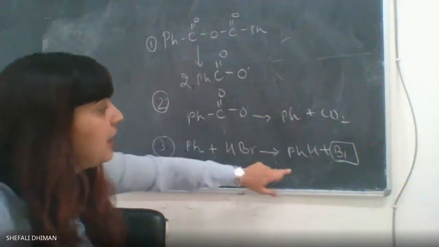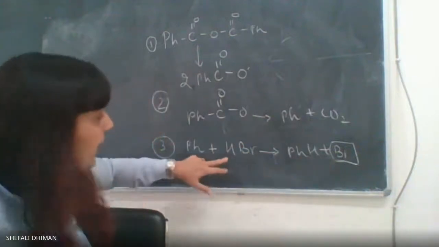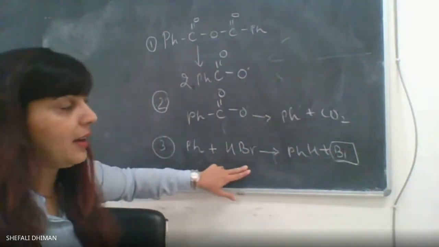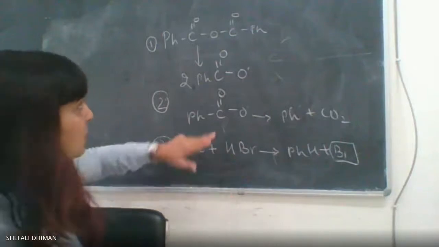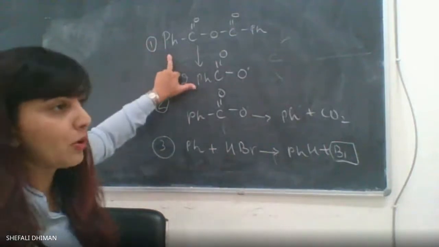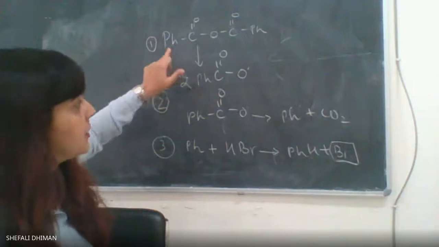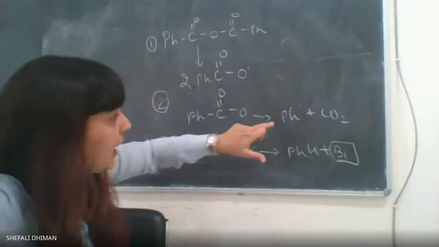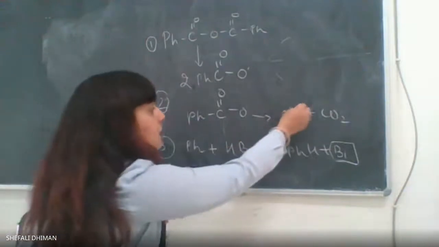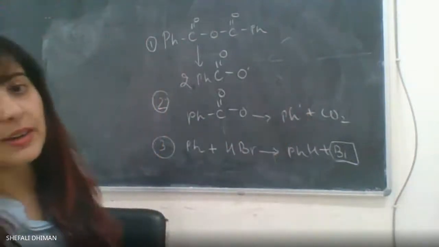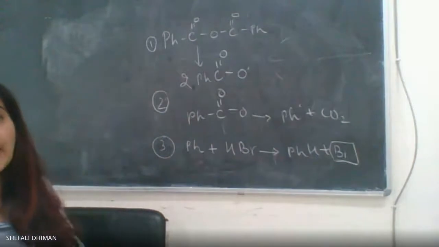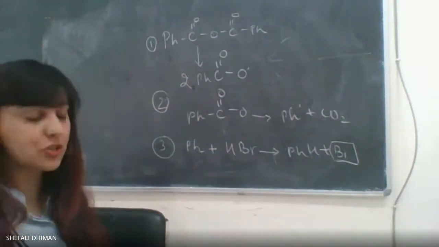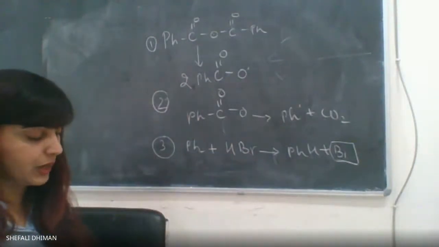So what is it doing? It is actually helping. Otherwise, generating a bromide radical from HBr would have been very difficult. But once I've added this benzoyl peroxide, what is going to happen? The first step is going to generate a benzoyl radical, then a phenyl radical, and from that phenyl radical, I'll be able to generate the bromide radical. So this is the purpose of adding the initiator, which is a peroxide, from outside.